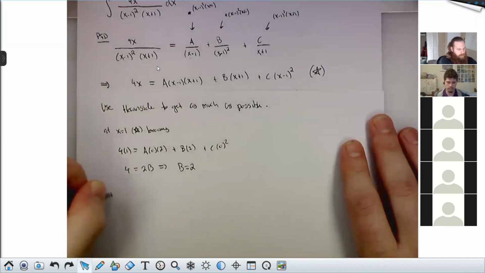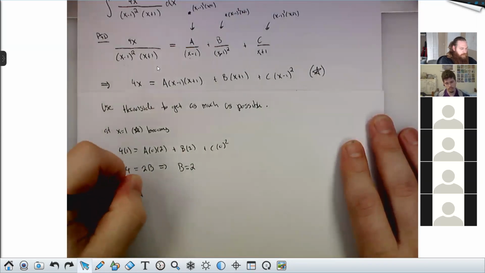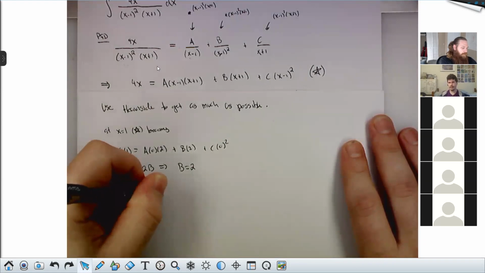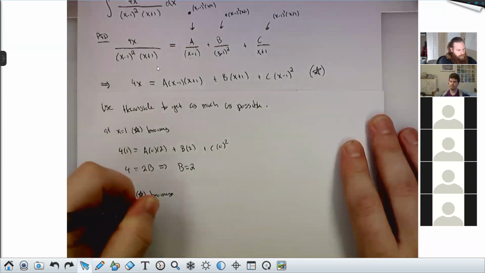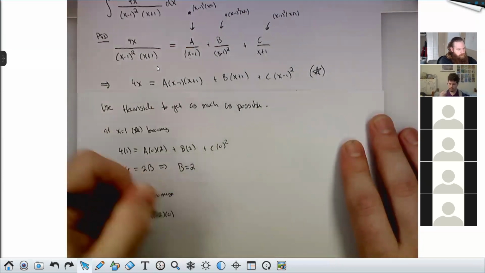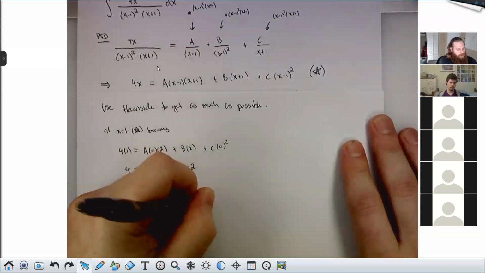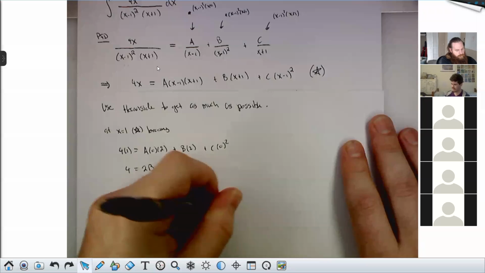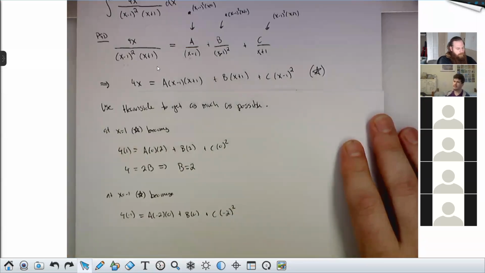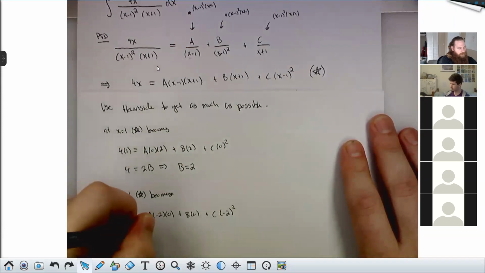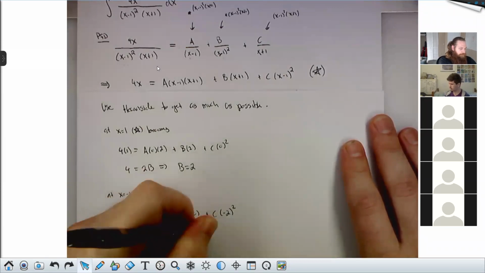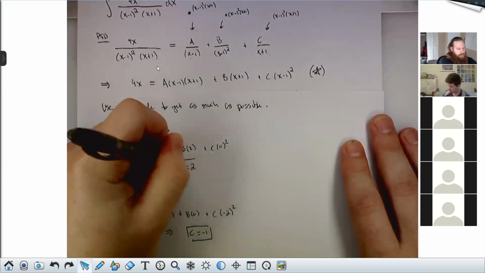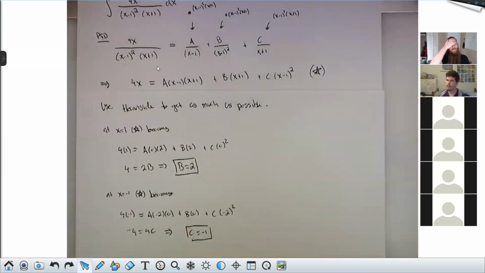And at x equals -1, star becomes 4 times -1 equals a times -2 times 0 plus b times 0 plus c times -2 squared. So this says that -4 is equal to 4c, which tells me that c has to be -1. So I've got b and I've got c. What I don't have is a.